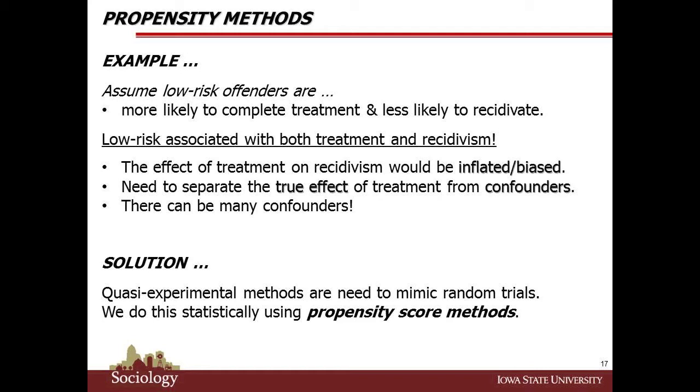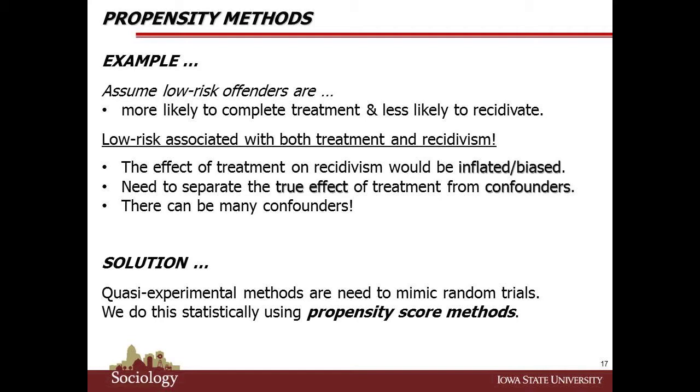And so what these statistical models try to do is control for that confounding effect. Now here we're just talking about one potential confounder, this low risk, but there can be many potential confounders. So what we want to do is look at the true effect of treatment on an outcome that removes all this other noise, or all these other potential factors that could influence that relationship.